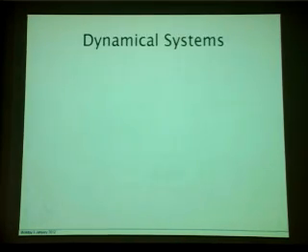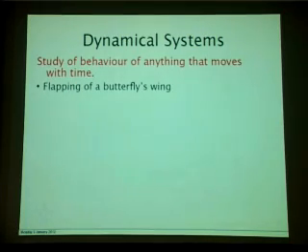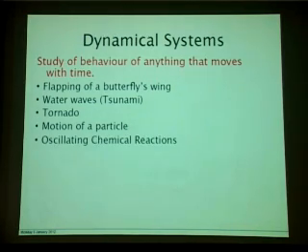I'll start with dynamical systems. So what are dynamical systems as such in real life? It's the study of behavior of anything that moves with time. Roughly speaking, that is what it is. People who do applied maths know this better. So flapping of a butterfly wing, it could be as gentle as that, or it could be as violent as a water wave, tsunami, tornado, or it could be something like motion of a particle, or oscillating chemical reactions, as you will see later.